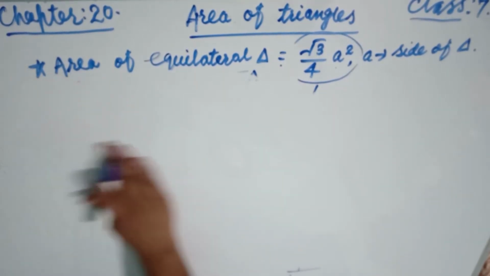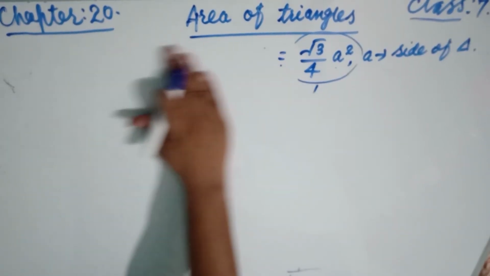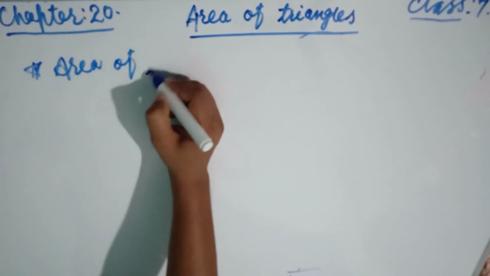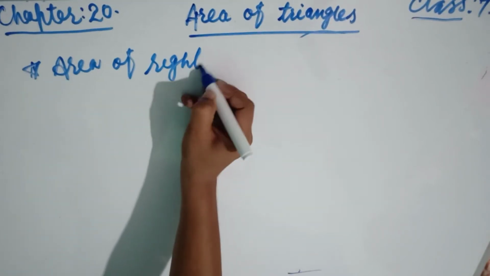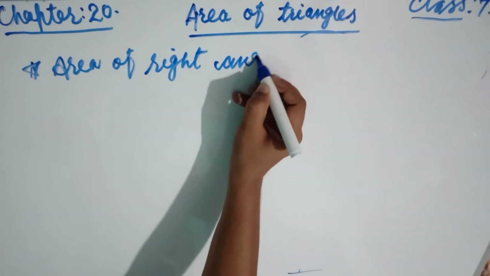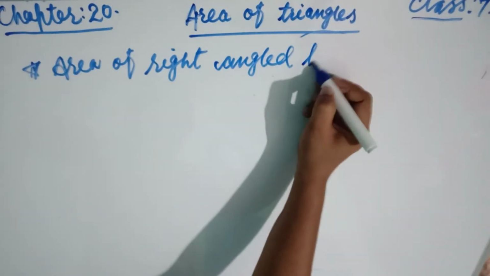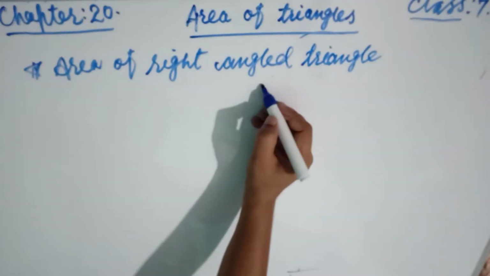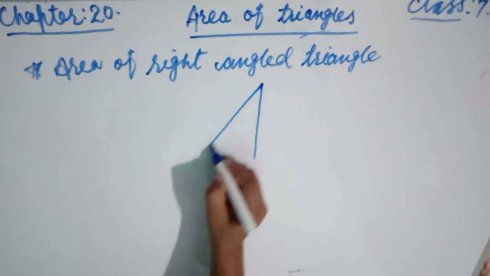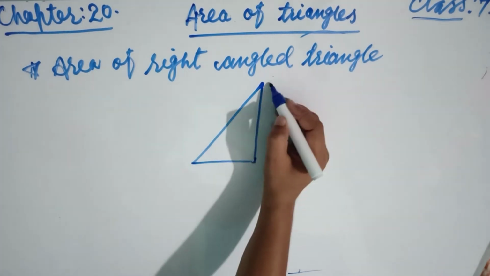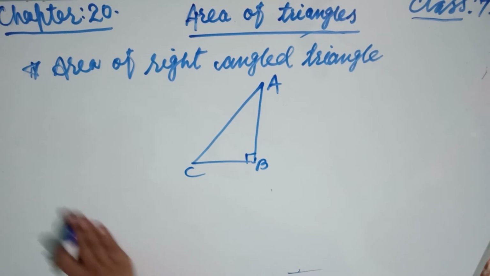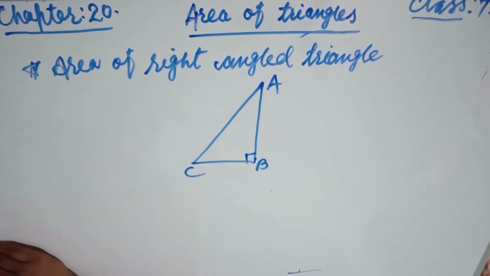Now see, friends, talking about the right angle triangle. Okay. Now next, friends, area of a right angled triangle. Now see, friends, this is the right angle triangle. So this is A, B and C, where B is 90 degrees.